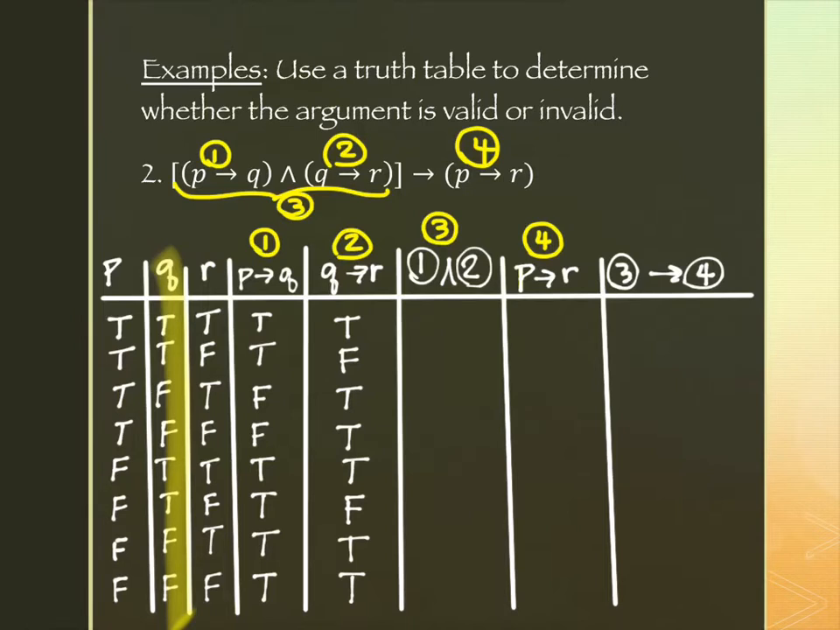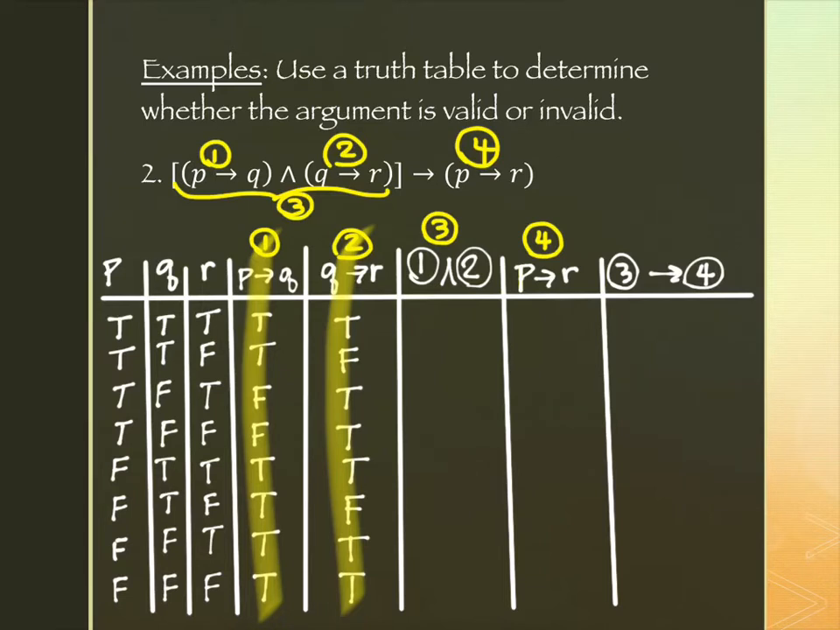Trying to get a hold of this last one. Make it go away. Here we go. All right. The one I've called column 3 says that I go back to columns 1 and 2, and I join them with an and. And when is an and statement true? When both statements are true.